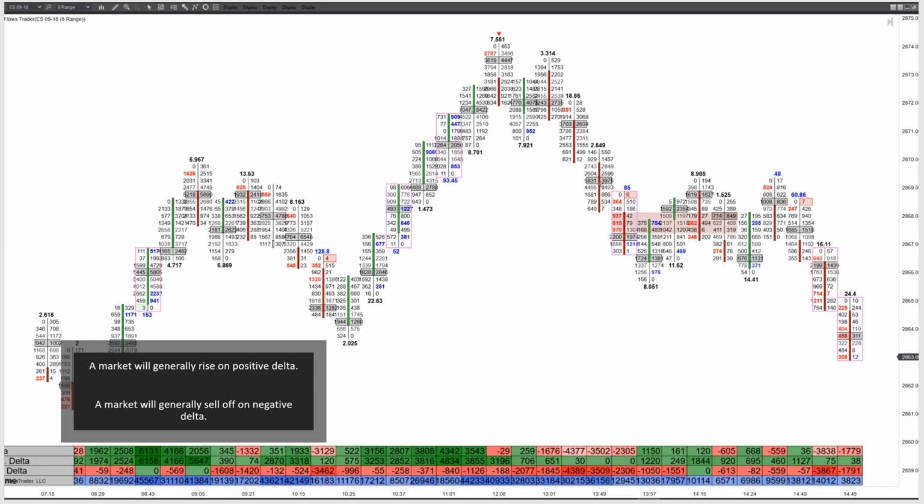Oftentimes, traders tend to think that a market has to do this, and if it doesn't do that, then the market's wrong. No. Don't fall into that thing of saying, well, we got positive delta, the market has to be rallying. If you have positive delta and the market's not rallying, then that means something. And I'll be explaining later on what that means and why that happens.